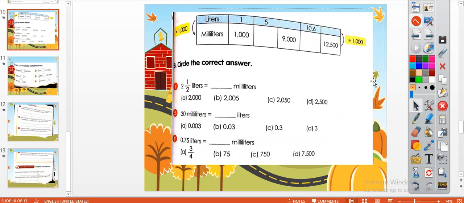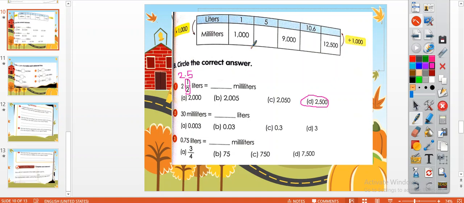The same goes for question B, circle the correct answer. 2.5 liters. Well, remember, half a liter is 500 milliliters, so it is this one. And if you don't know, just convert it into 2.5 and go to the chart that you drew, then go forward by adding zeros.